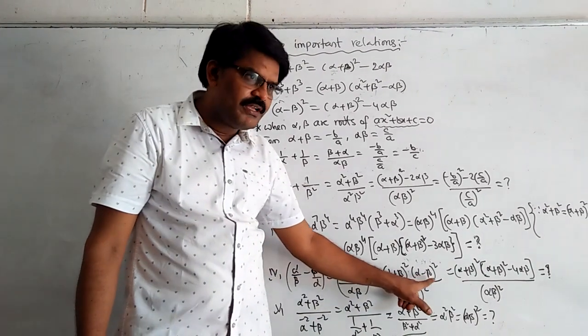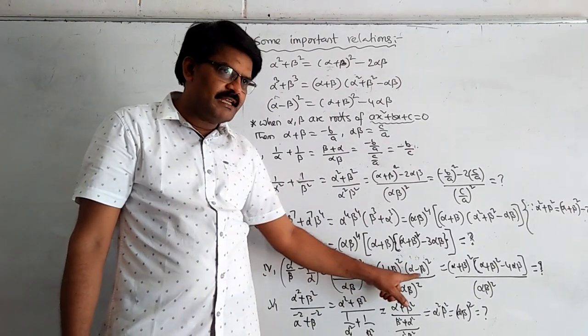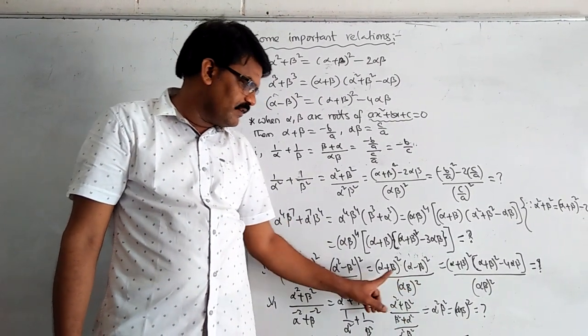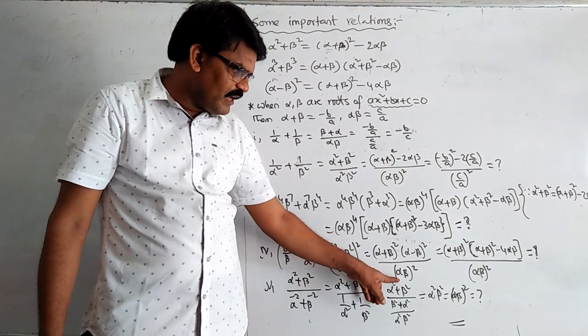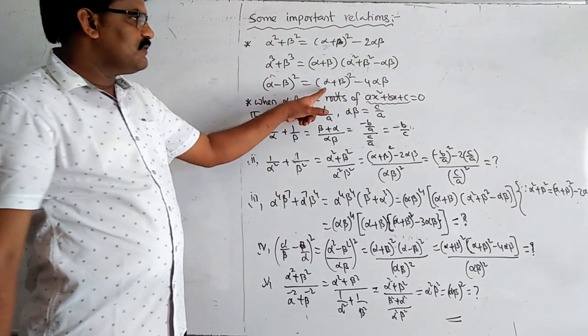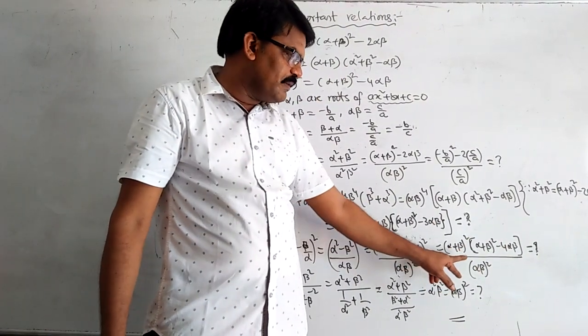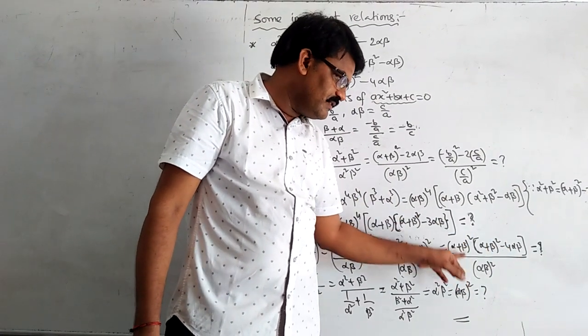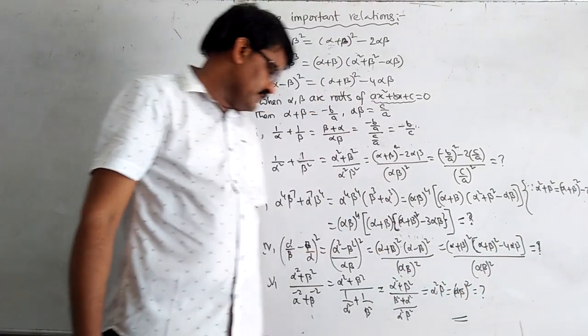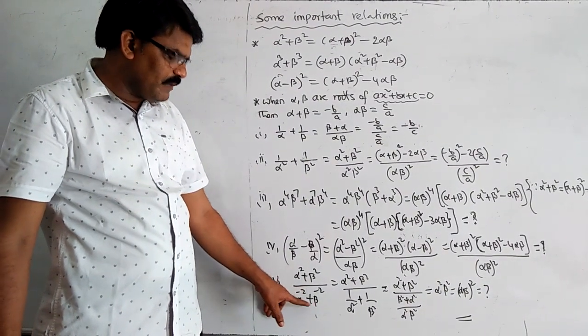(a plus b) into (a minus b). So both are having squares: (a plus b) whole square plus (a minus b) whole square by (alpha beta) whole square. You know the alpha plus beta value and alpha beta value. How do you know the alpha minus beta whole square? By using this formula: (alpha plus beta) whole square minus 4 alpha beta. Now substitute the alpha plus beta value and alpha beta value in this formula. We get the solution. Similarly, alpha square plus beta square by alpha power minus 2 plus beta power minus 2.